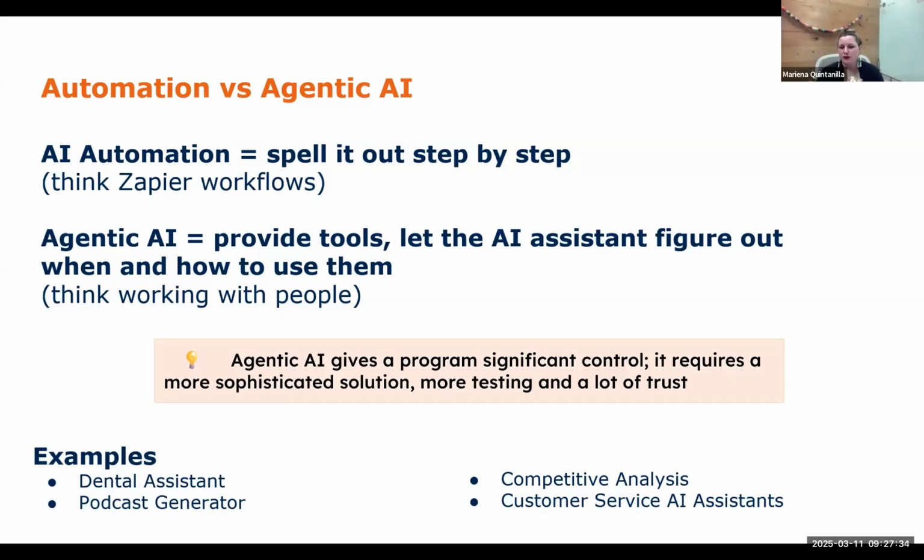So I wanted to go through some of these examples that we've heard and talk about which of these might be agents versus automation. Feel free to put in the chat: this dental assistant we just saw the demo for, does that feel more like automation or more like agentic AI?